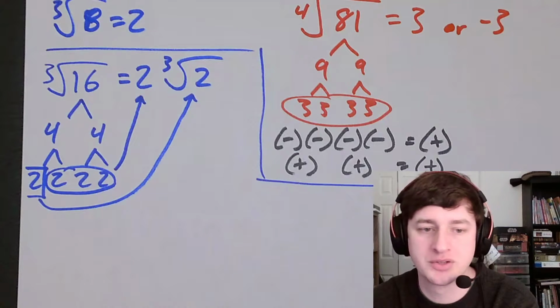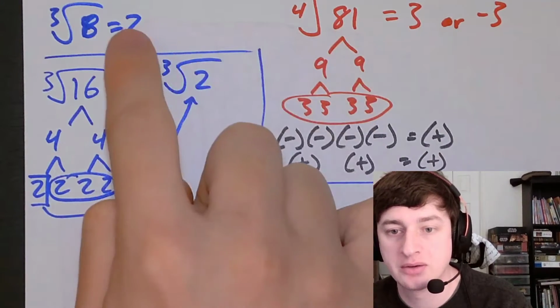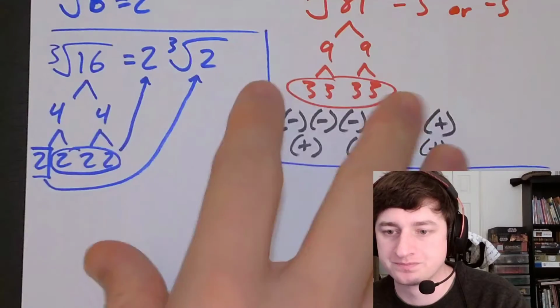And we can rewrite all of these as fractions, right? This is 81 raised to the quarter. This is 8 raised to the third. This would be raised to the third as well.